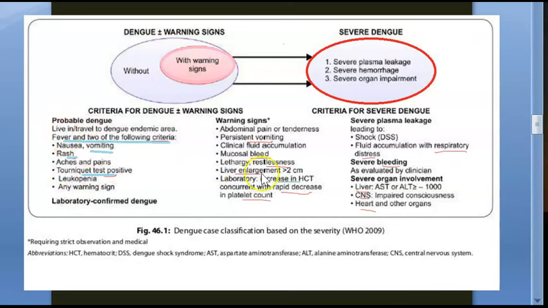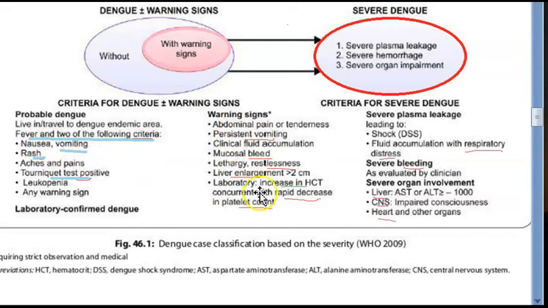We're looking at probable dengue, which is without warning signs. Then you have warning signs, and then severe dengue. Probable dengue is nausea, vomiting, rash. Tourniquet test positive itself. They are telling it could be probable dengue, leukopenia, etc. Now, if the vomiting is persistent, and if there is liver enlargement, that becomes a warning sign. Then increasing hematocrit becomes a warning sign. And then there is a decrease in platelet count. These are the warning signs: platelet count is decreasing, liver is enlarging, there is an increase in hematocrit, which means there is plasma leak. Then there is vomiting and mucosal bleed, that's it. Everything else sounds okay.